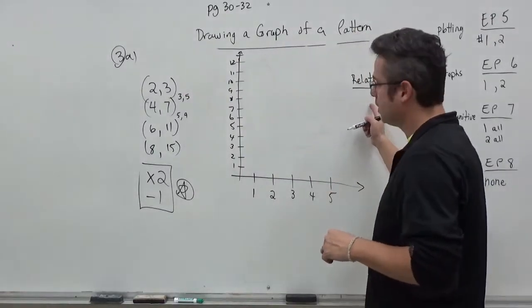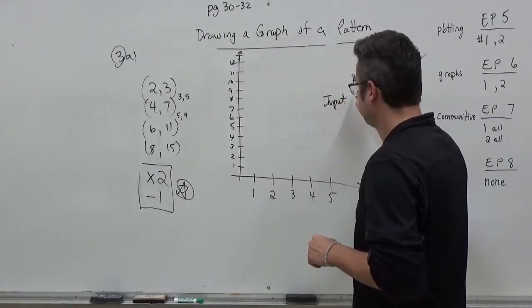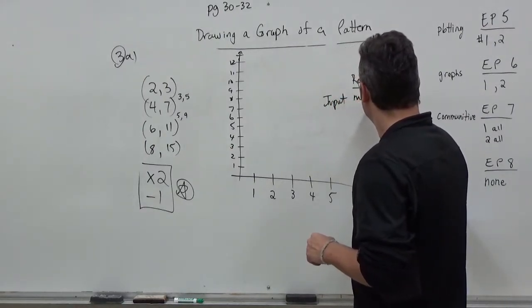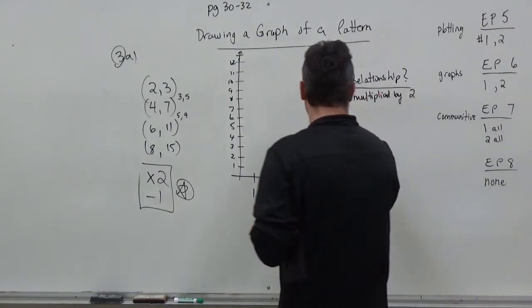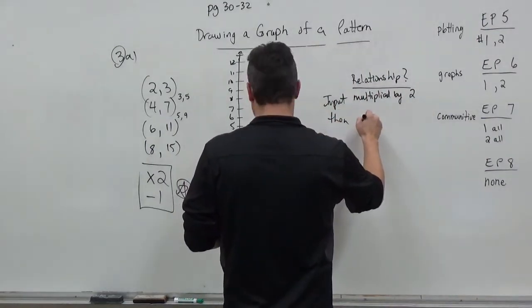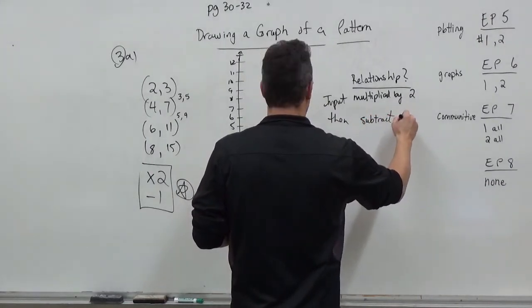But in the end, the relationship, so the input is multiplied by 2, then subtract 1.